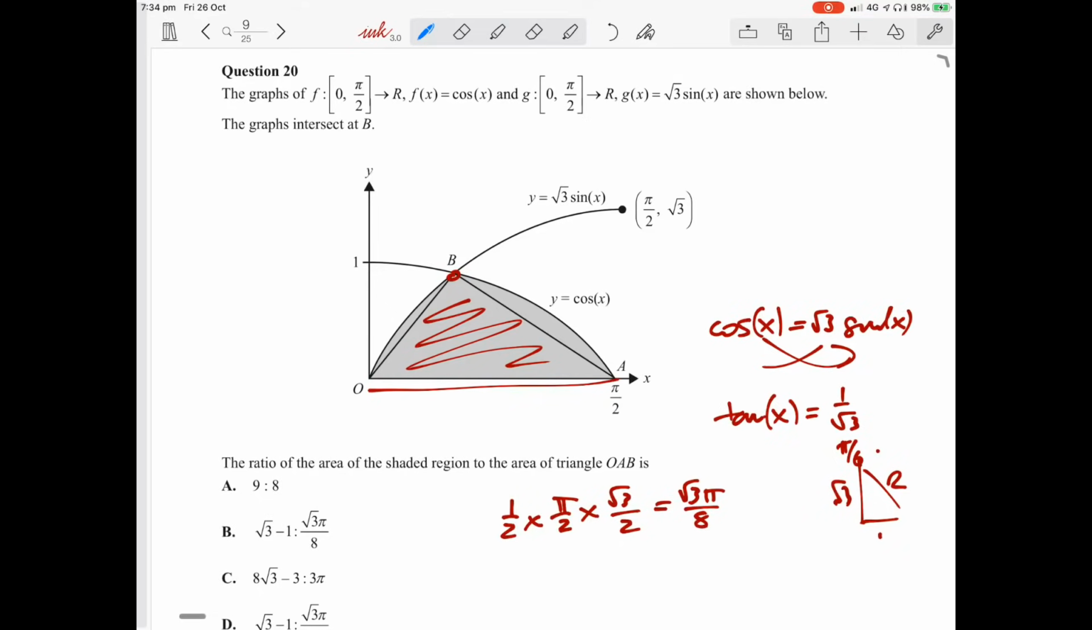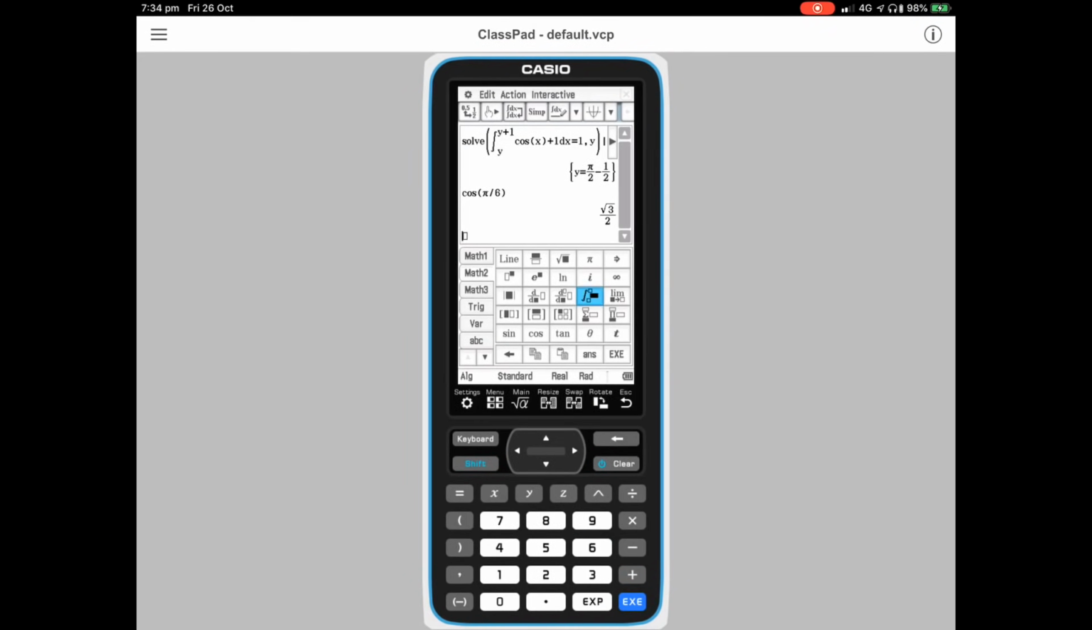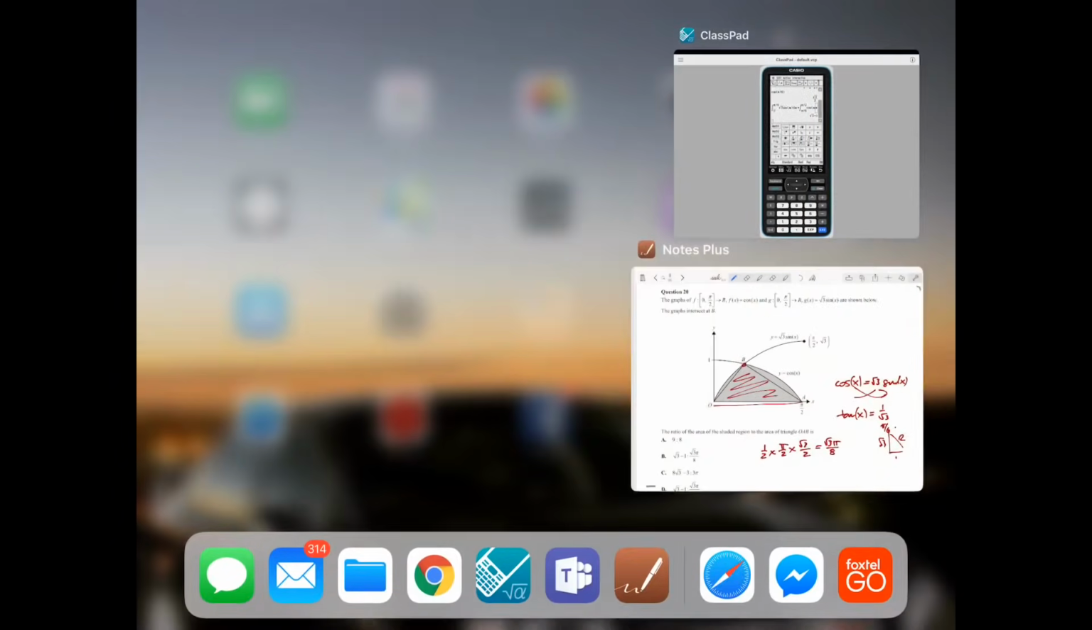And then we want to integrate root 3 sine x from 0 to pi on 6. So root 3, 0 to pi divided by 6, root 3 sine x dx, plus from pi on 6 to pi on 2, cos x dx. Okay, so that's root 3 minus 1.